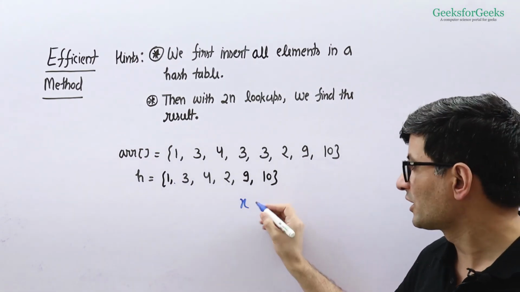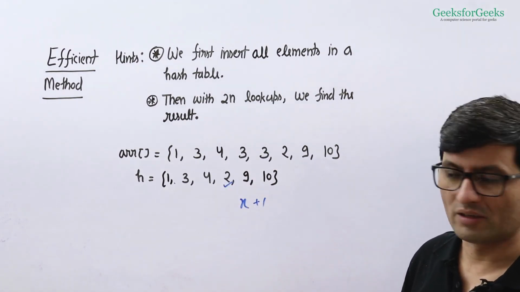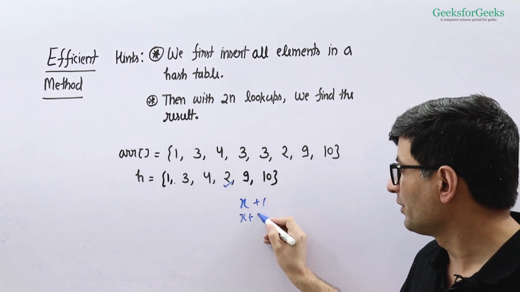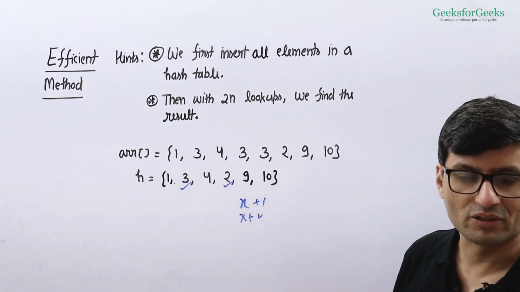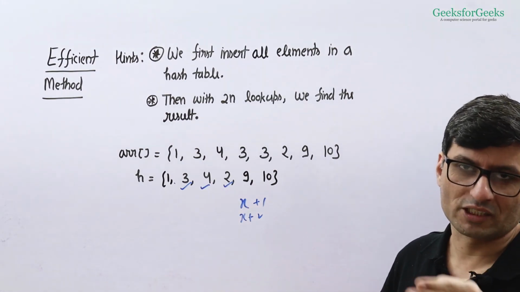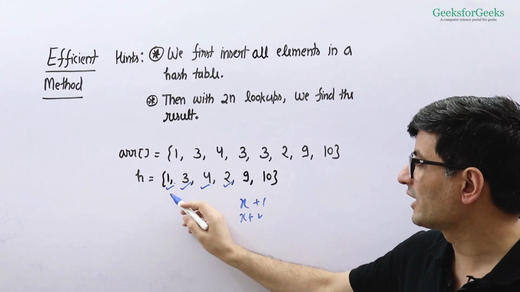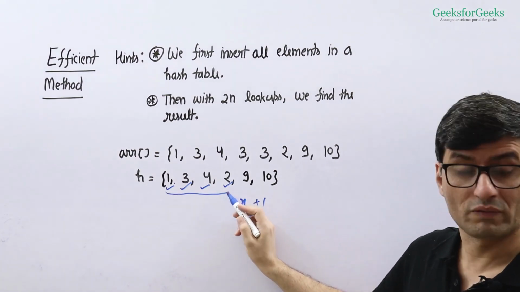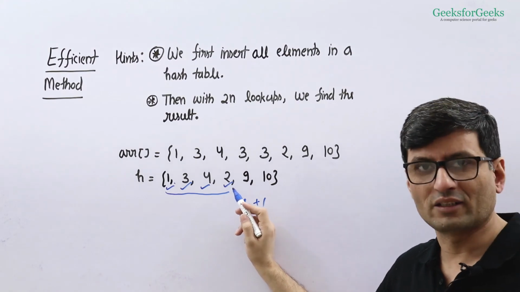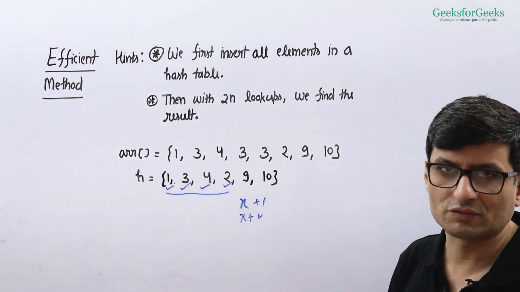Now what we do is we search for x plus 1, we find 2, right? We search for x plus 2, we find 3. We search for x plus 3, we find 4. Now we search for x plus 4, which is 5, we don't find it. So at this point we realize that we have a subsequence of length 4 in the original array or in the hash table, right? So we update our result as 4.